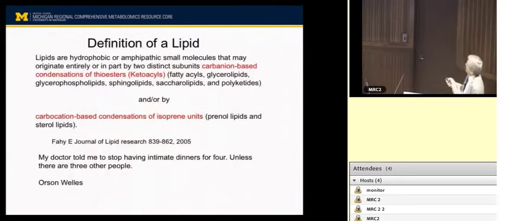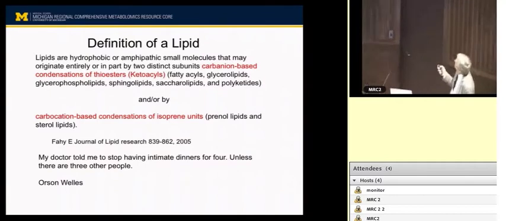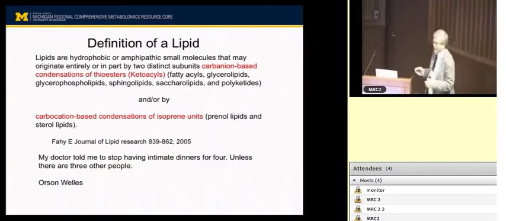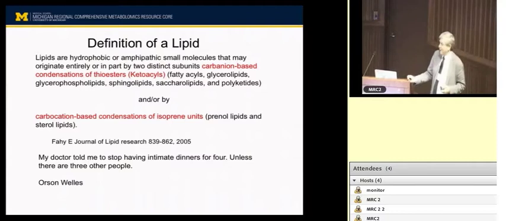What's the definition of a lipid? It's a hydrophobic or amphipathic small molecule, carbanion based condensations of thioesters or ketoacyl groups. So basically, they're molecules that have hydroxy groups that are linked up with very hydrophobic ends. Fatty acids, glycerolipids, glycerophospholipids, sphingolipids, saccharolipids, polyketides.